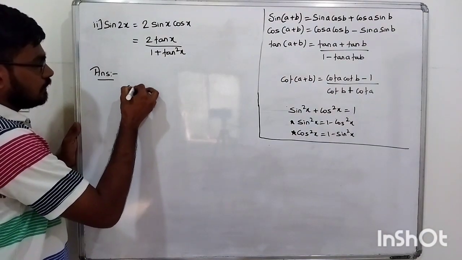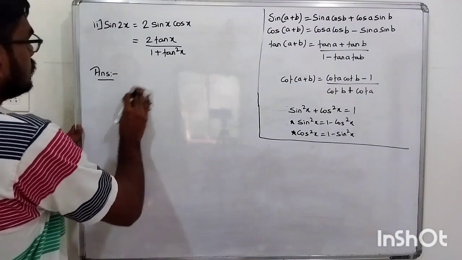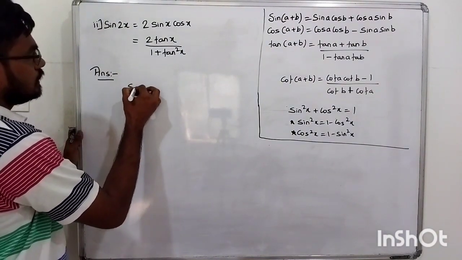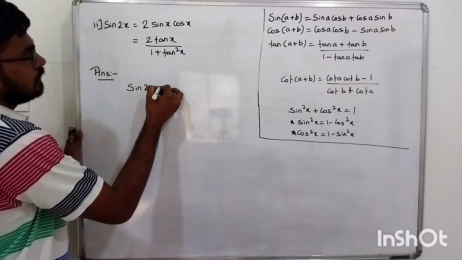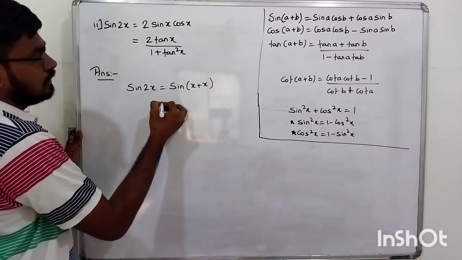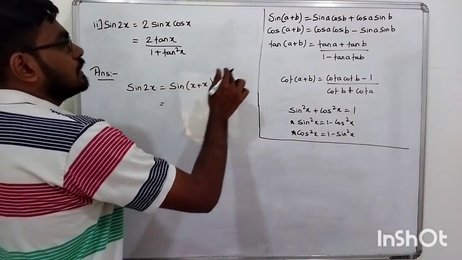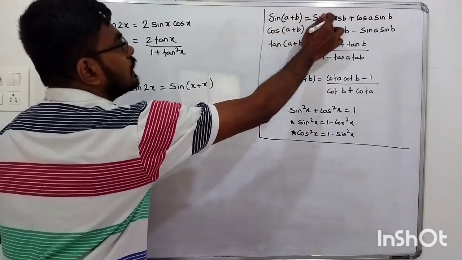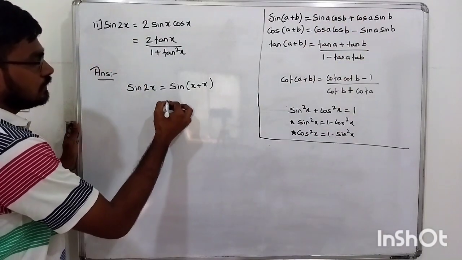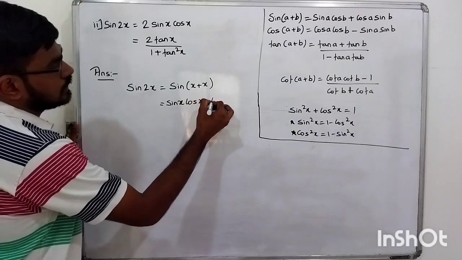So sin 2x is sin of x plus x, first step. Then we use the formula for sin of a plus b. Sin of a plus b is sin a cos b plus cos a sin b. So sin x cos x plus cos x sin x.